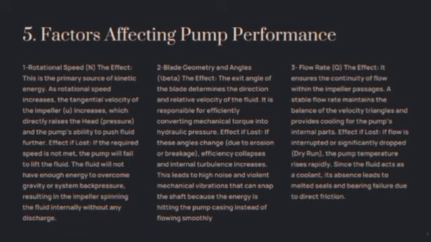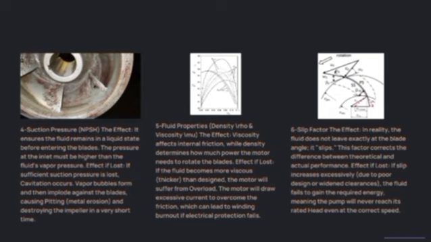Rotational speed, the primary energy source. It raises the head. If lost, the pump fails to discharge fluid. Blade geometry and angles are responsible for fluid guidance. Any defect causes vibrations and efficiency collapse. Flow rate ensures continuity and cooling. If lost, the pump suffers from overheating. Suction pressure prevents fluid vaporization. Insufficient pressure leads to cavitation and metal pitting. Fluid properties determine friction and power demand. Changes lead to motor overload.